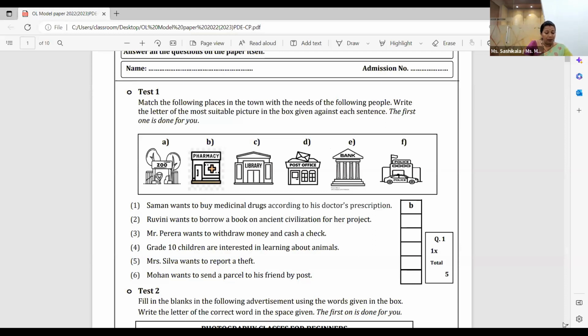Parcel by post. So the two keywords here are the parcel. He has to send a parcel by post. So the answer is very easy.